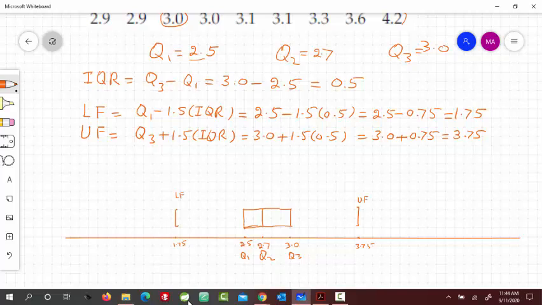Now from the data values, you look at the largest value which is less than the upper fence. You see that this largest value is 3.6, which is less than the upper fence, so 3.6 would be here. This is your largest value below this fence, right? And then you can extend a line from the box to this. This is called a whisker line.